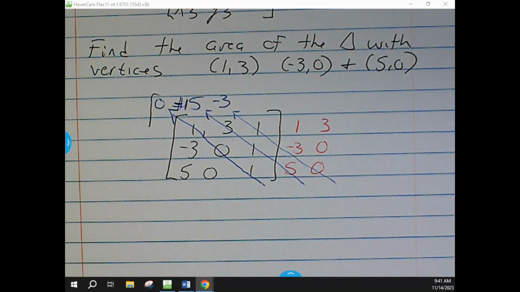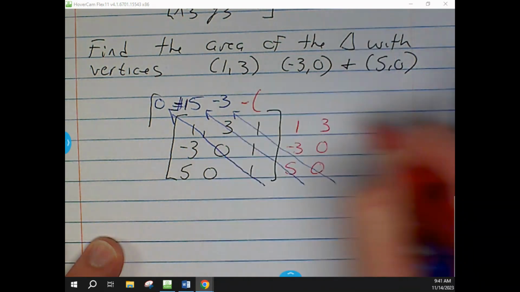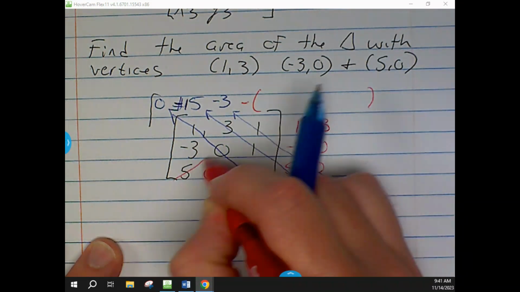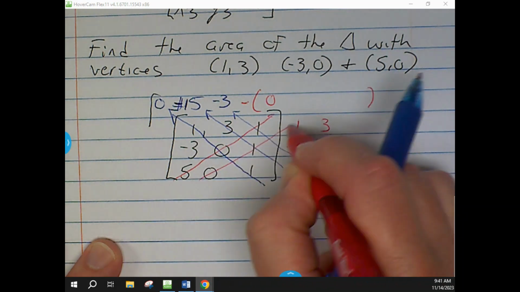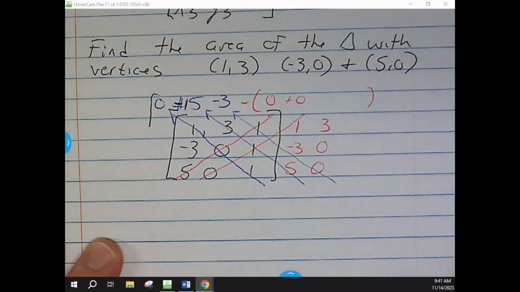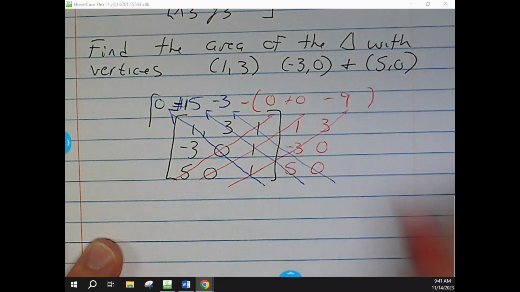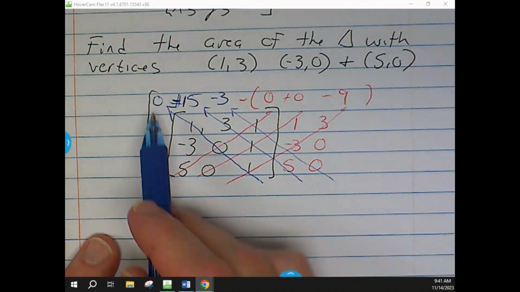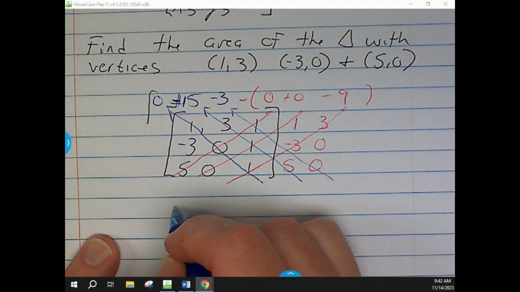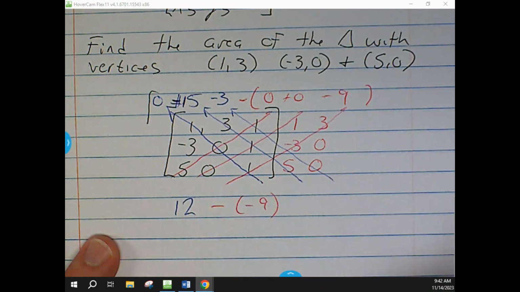Okay. Going the other direction, we need a minus, and then it's all these things over here. So we've got 5 times 0 times 1, which is good because that's 0. We've got 0 times 1, which is also 0. And we finally get one number at the end here. We've got 1 times negative 3 times 3, which would be a negative 9. So we got 0 plus 15 plus 0, that would be 15. Minus with the zeros on the inside, that's negative 9.